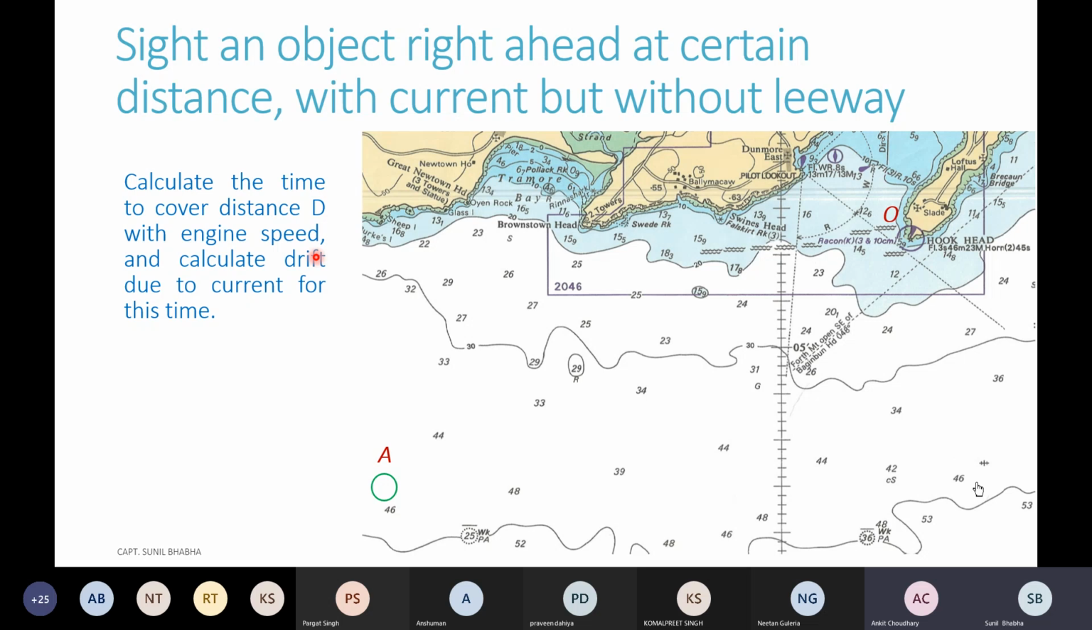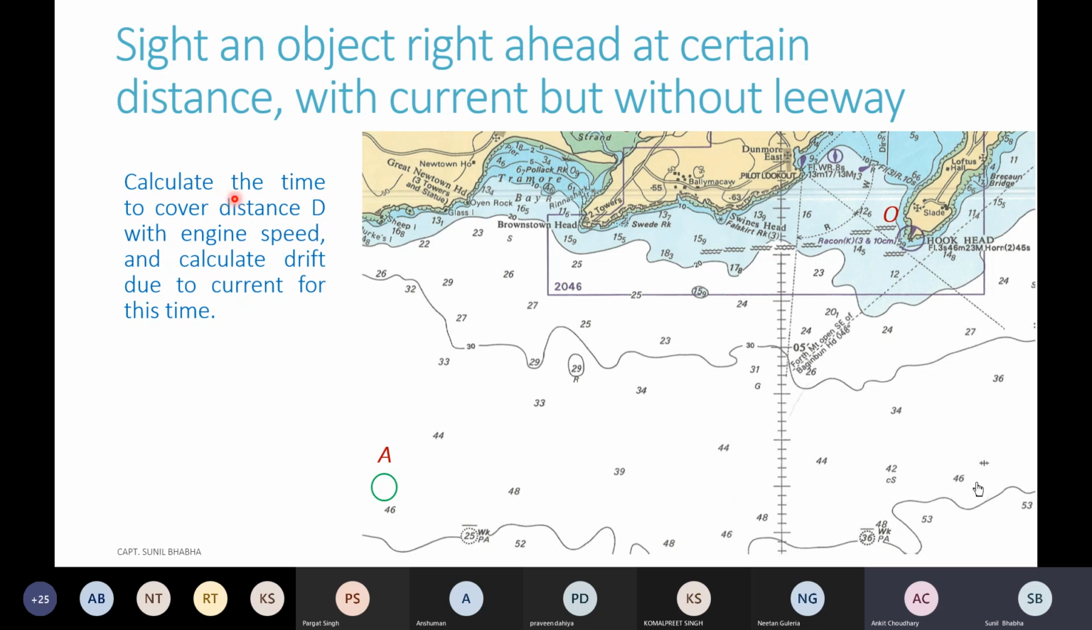You see, the set and rate of the current is given to us. We know the rate, but we need to calculate the drift of the current. So drift is to be calculated for how much time? For the same time which we have obtained just now.